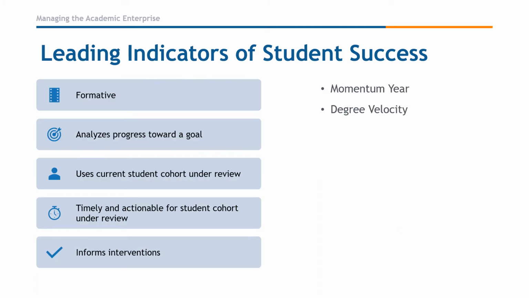Leading indicators, on the other hand, are formative in nature. They analyze progress toward a goal using the current cohort under review. Leading indicators are timely and actionable, informing interventions to impact the current student cohort. In the next several slides, we will explore momentum year and degree velocity as two significant leading indicators of student success.